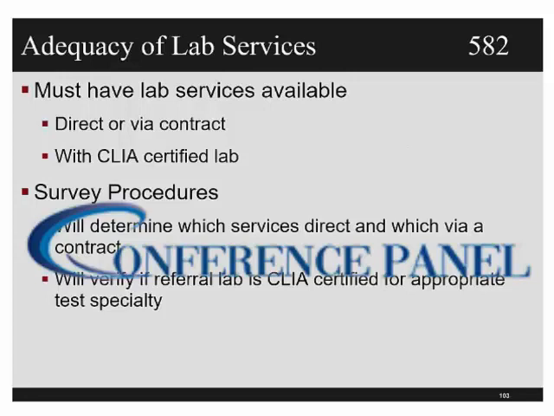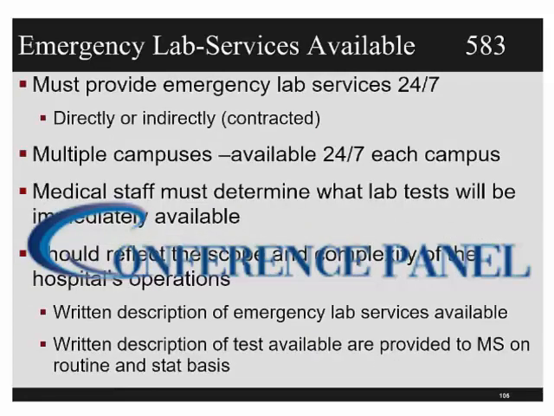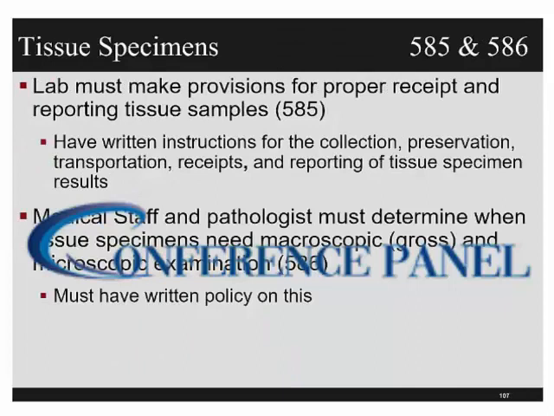Adequacy of services. Joint Commission has a few more requirements. Emergency lab. These are the services that are available. A written description must be provided and available to the medical staff. Tissues. You have to make provision so that not only do you get it, in other words, proper receipt.